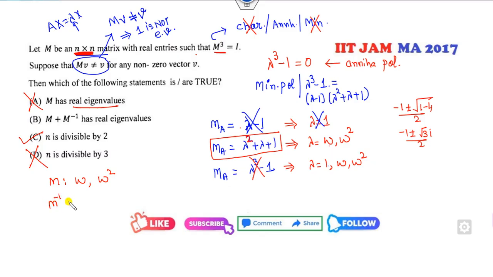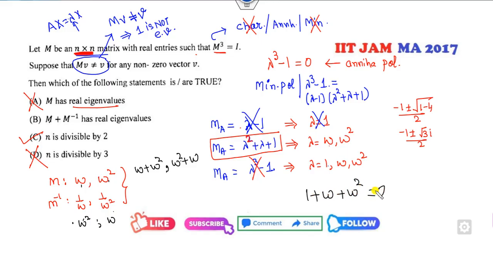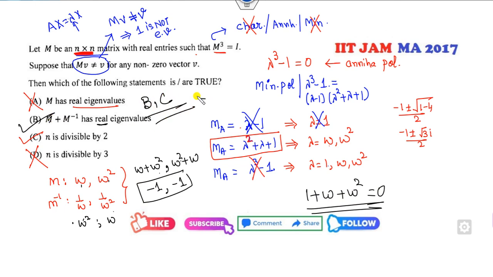What is the eigenvalue of M inverse? 1 over omega square. And we all know what is 1 over omega? Basically it's omega square, and 1 over omega square is omega. So if you add them, M plus M inverse, omega plus omega square, and omega square plus omega. You know what is the value? We all know 1 plus omega plus omega square is 0. So this value will be minus 1, this value will be minus 1, and both are real eigenvalues. So the right answers are B and C.